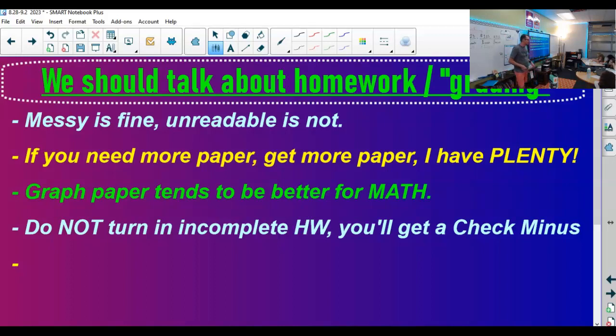Graph paper tends to be better for math. Any questions?